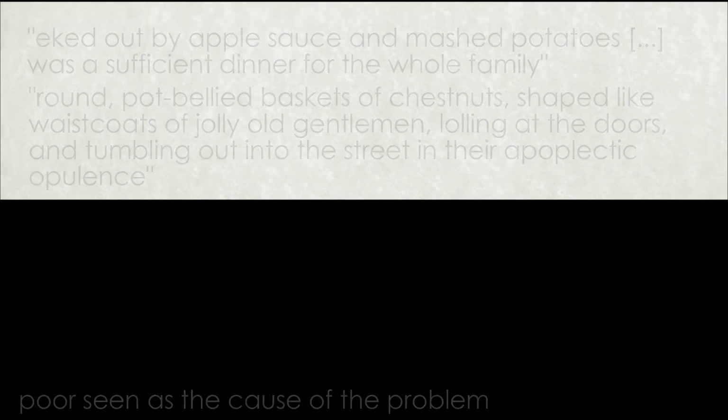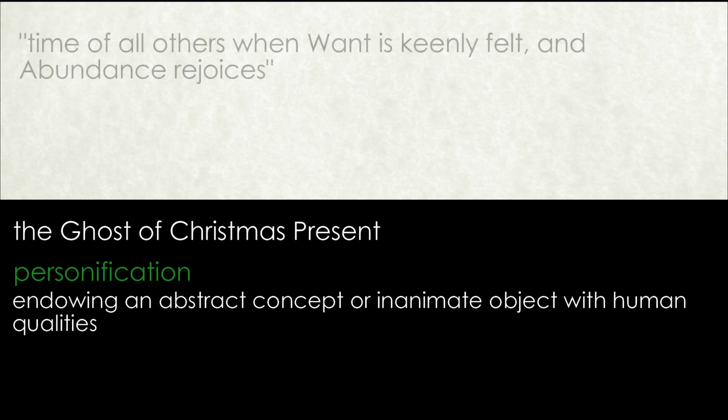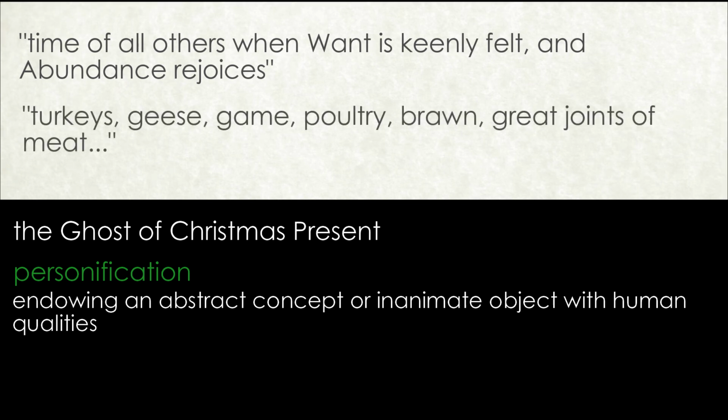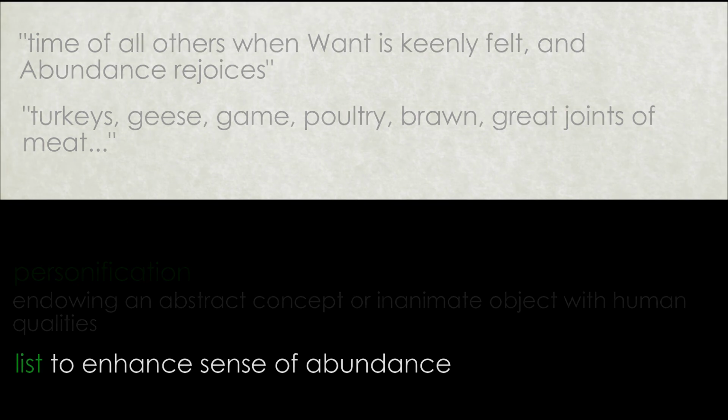The Cratchit situation, and that of many thousands of others, is encapsulated in the vision of the Ghost of Christmas Present, who is a personification of the description given by the portly gentleman at the beginning, that Christmas is a time "of all others when want is keenly felt and abundance rejoices." He is depicted surrounded by produce such as turkeys, geese, game, poultry, brawn, great joints of meat, which Dickens lists to enhance the sense of abundance.